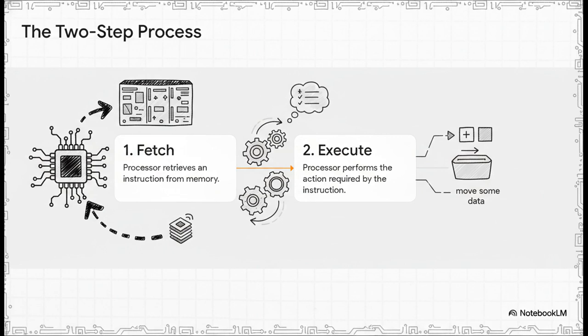Step 1, the processor fetches, or grabs, the next instruction from its to-do list in memory. Step 2, it executes, or just does whatever that instruction commands. Add these two numbers, move this piece of data, whatever. Then, it immediately loops right back to step 1 for the next instruction in line.